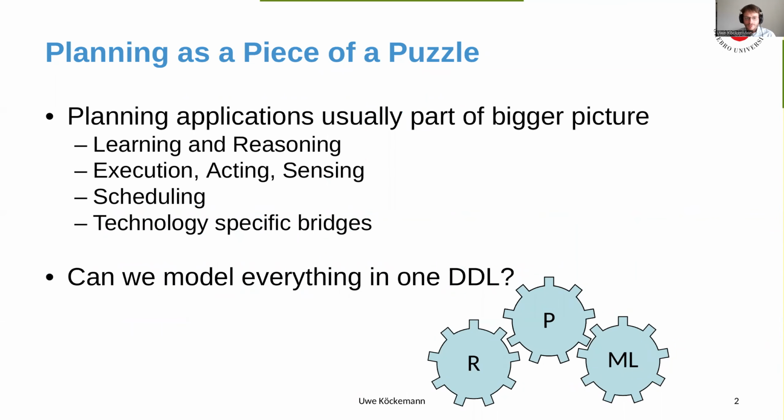Now, for this paper, I would like to view planning as a piece of a puzzle in some kind of integrated system. So usually combined with some kind of other AI algorithms like learning or reasoning algorithms, or as part of some kind of framework that also includes execution with acting and sensing, or scheduling, or technology-specific bridges that connect our system to, for instance, the data provided by a user.